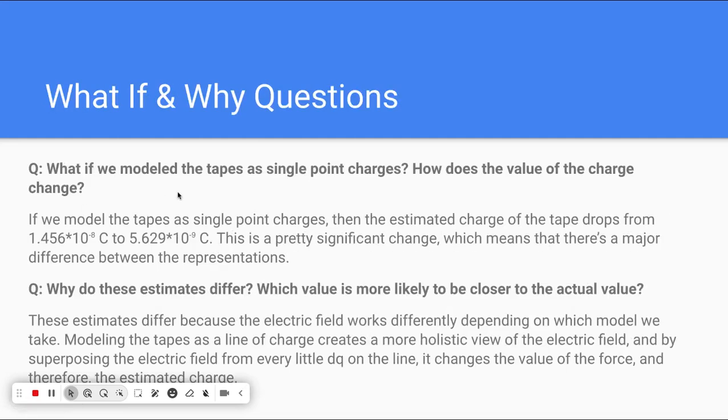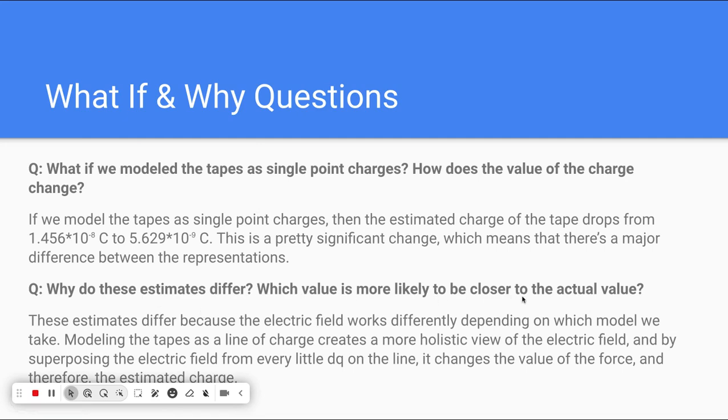What if and why questions. What if we model the tapes as single point charges? How does the value of charge change? Well, we did this last week. And we can see that it went down from 1.456 times 10 to the negative 8 coulombs to 5.629 times 10 to the negative 9 coulombs, which is a pretty significant change, which means there's a major difference between the representations of line charges and point charges. Question: why do these estimates differ?